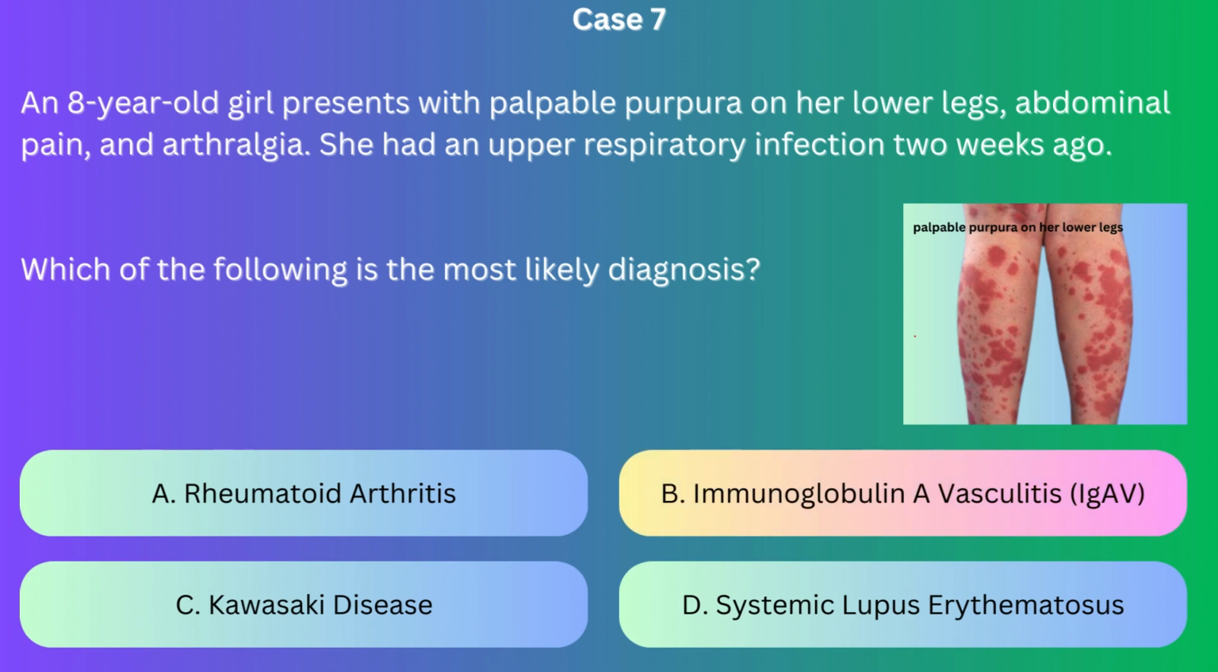IgA vasculitis, formerly known as Henoch-Schönlein purpura, is a vasculitis that often occurs following an upper respiratory infection. It is characterized by a tetrad of palpable purpura, abdominal pain, arthralgia, and renal involvement. The presence of palpable purpura, particularly in the lower legs, is a key diagnostic feature. The other listed conditions have different clinical presentations and don't typically present with this combination of symptoms.